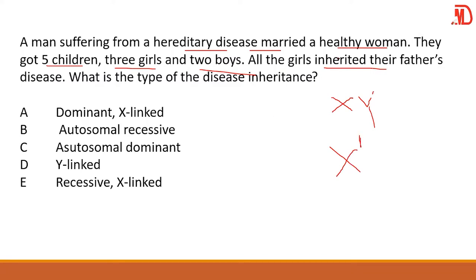But if all the girls have it, this gene is not recessive but dominant. Even one copy in a girl will give her the disease. That is why we are going for a dominant X-linked disorder. The only thing the father donates to a baby girl is the X chromosome, while for the boys it will be the Y chromosome. So this is X-linked dominant.